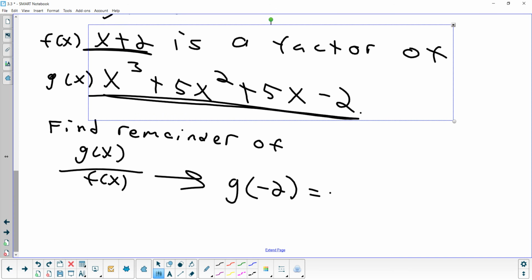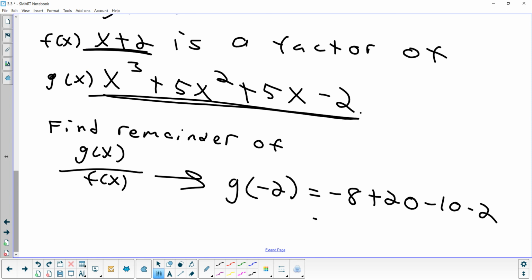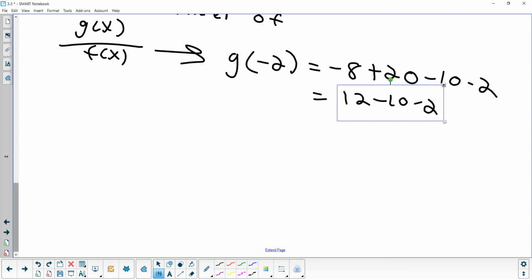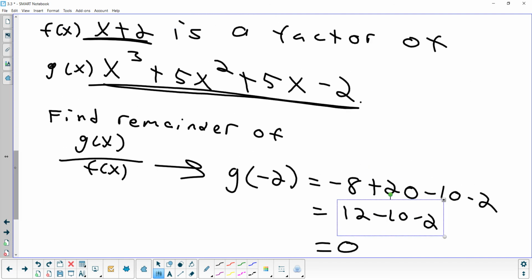Let's plug in negative 2 into g and let's hope we get 0. So negative 2 cubed is negative 8. Negative 2 squared is 4 times 5 is 20. 5 times negative 2 is negative 10, minus 2. Gracie, what's negative 8 plus 20? 12. 12 minus 10 is 2. 2 minus 2 is 0. So we just showed that if you were to divide x plus 2 into g of x, you would get a remainder of 0, which proves it's a factor.